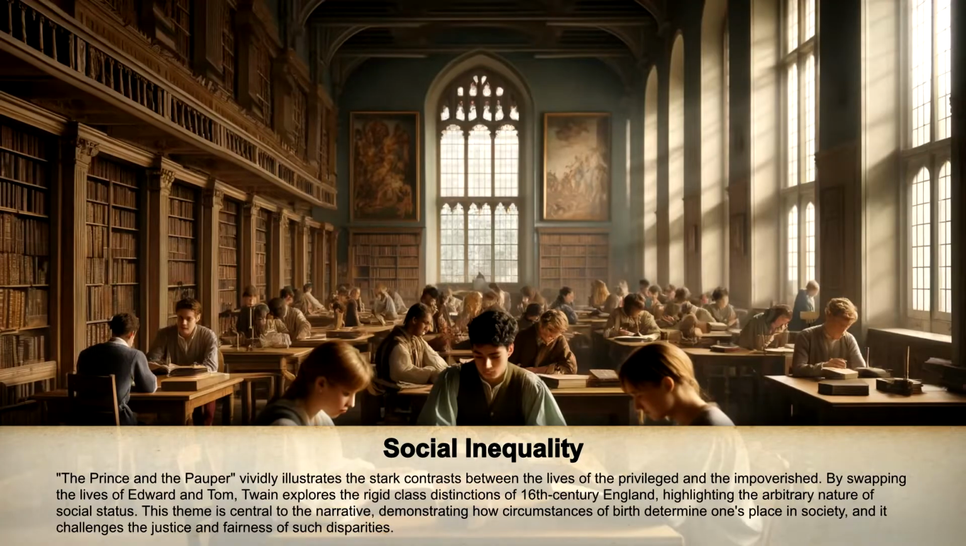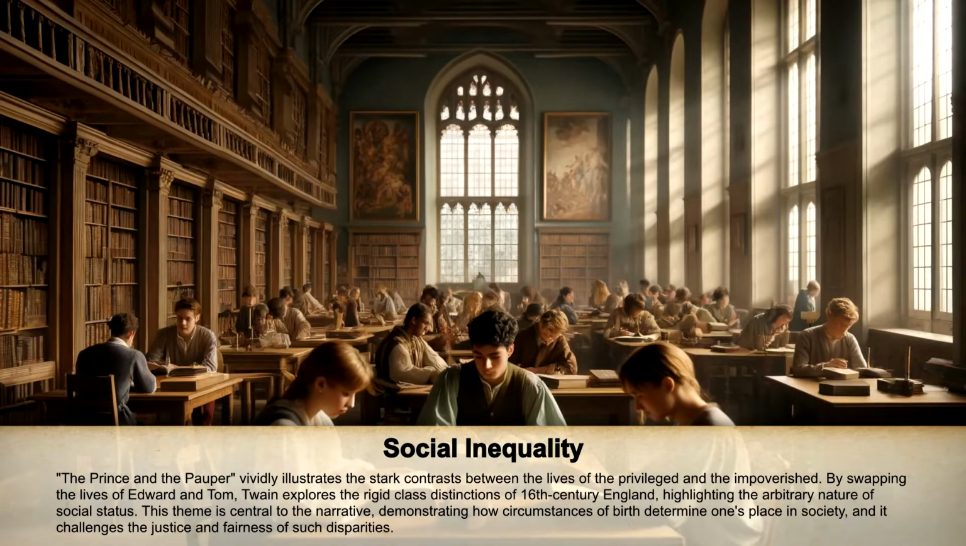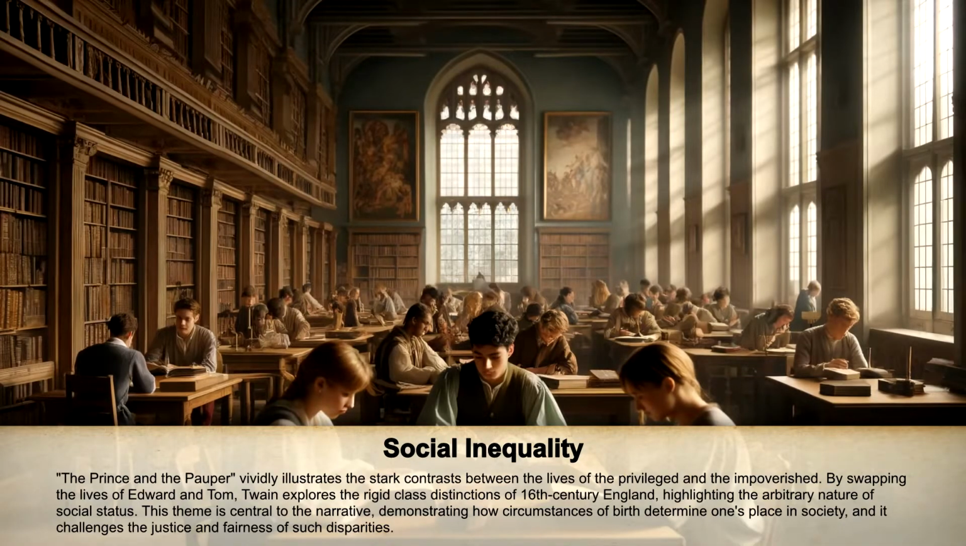Social inequality. The Prince and the Pauper vividly illustrates the stark contrast between the lives of the privileged and the impoverished. By swapping the lives of Edward and Tom, Twain explores the rigid class distinctions of 16th century England, highlighting the arbitrary nature of social status.